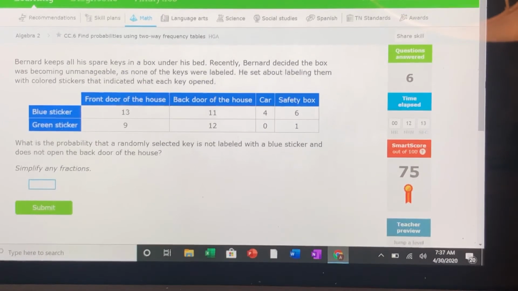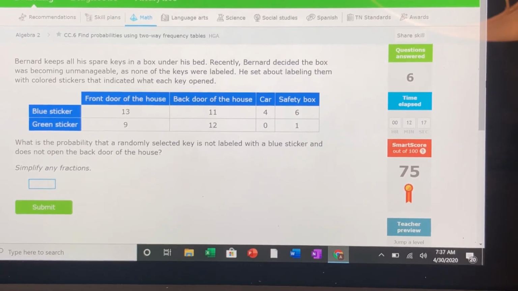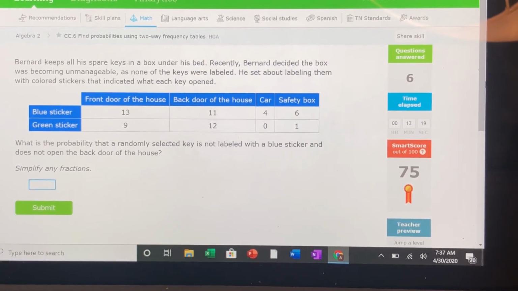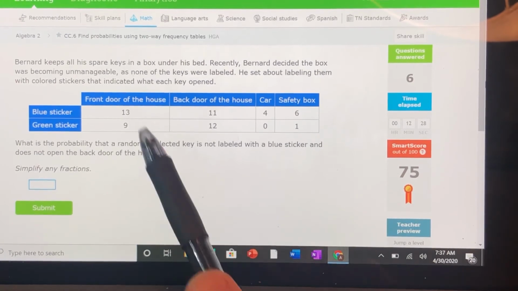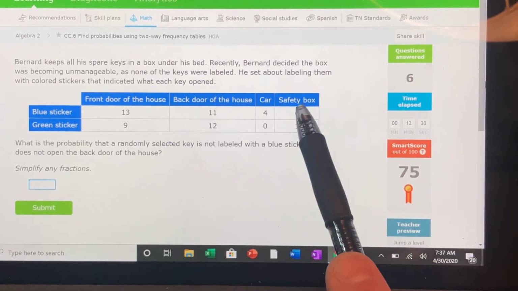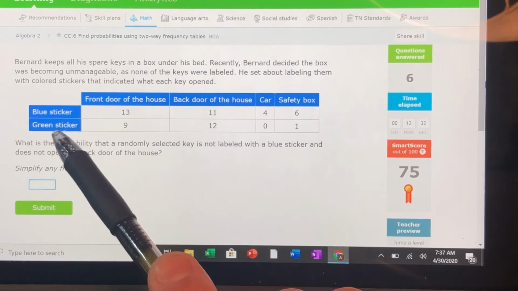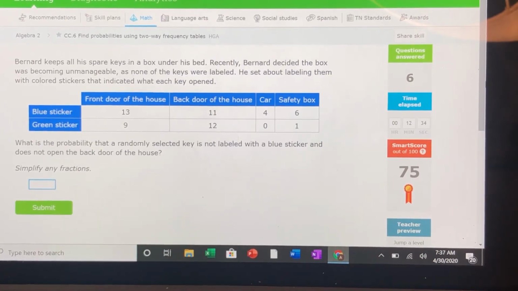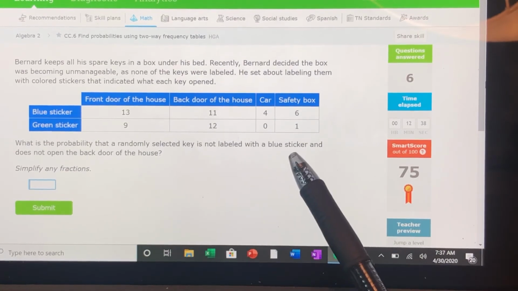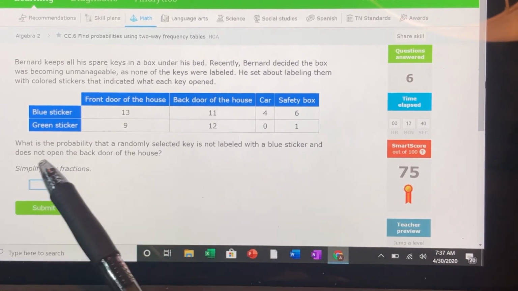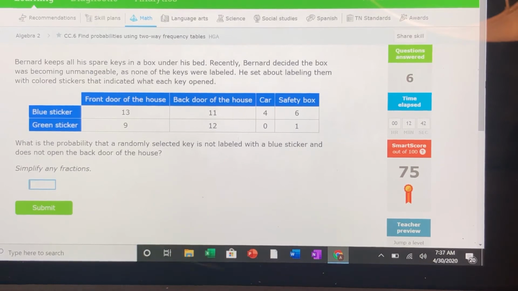Bernard keeps all his spare keys in a box under his bed. Recently, Bernard decided the box was becoming unmanageable as none of the keys were labeled. He set about labeling them with colored stickers that indicated what each key opened. So let's see, we've got the front door, the back door, the car, or the safety box with either a blue sticker or a green sticker. What is the probability that a randomly selected key is not labeled with a blue sticker and does not open the back door of the house?